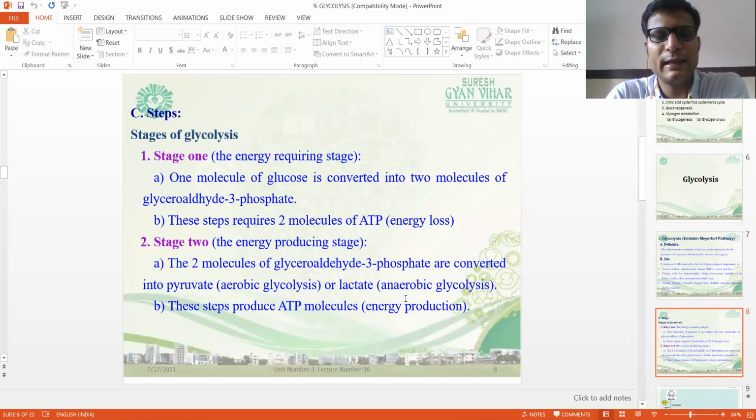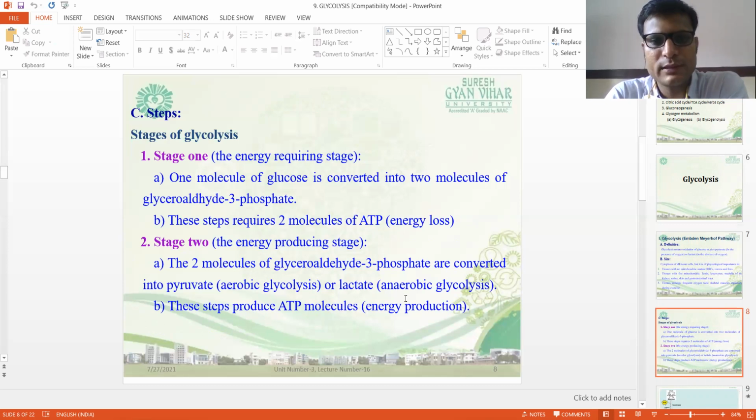In step one, which requires energy, one molecule of glucose is converted into two molecules of glyceraldehyde 3-phosphate. So we require energy to convert one molecule of glucose into two molecules of glyceraldehyde 3-phosphate. This conversion requires two molecules of ATP.